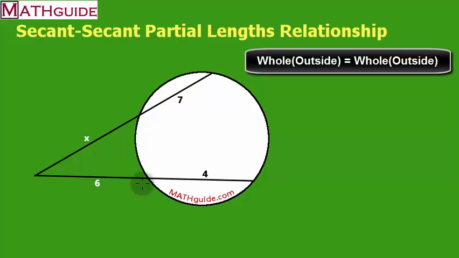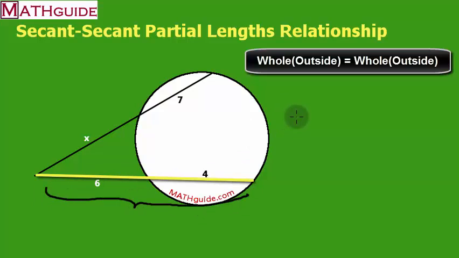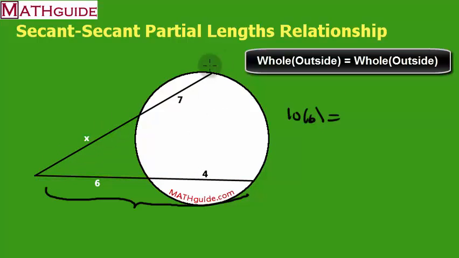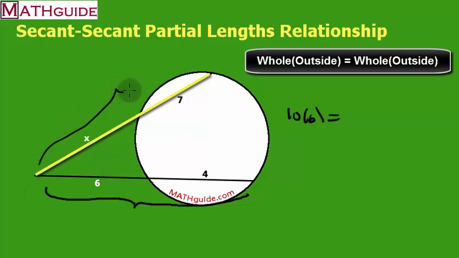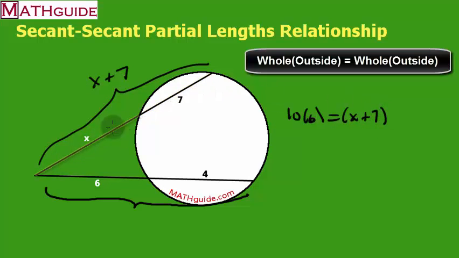Okay, well again, I'm going to try to do the easy one first here. So what's the whole distance here? Well, the whole distance is 10. The outside distance is 6. Okay, let's use that on the same relationship here on the other secant line. So the whole distance, well, let's see, the whole distance is x plus 7. Okay. And the outside distance is x. Okay, so let's clean it up.